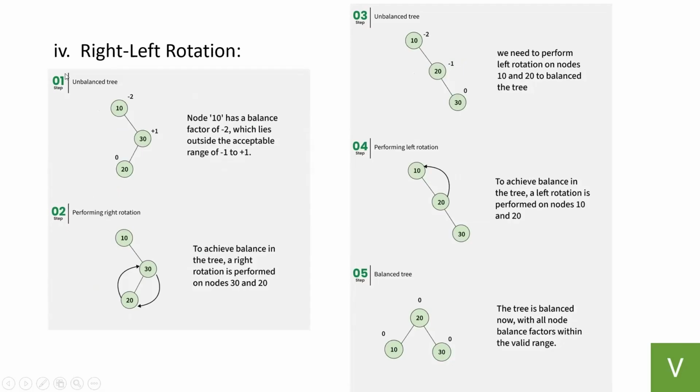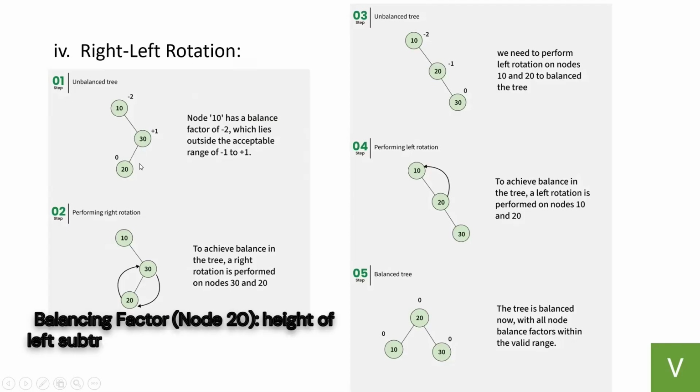So now let us look at the final rotation, which is right left rotation. So in this, let us consider a tree where 10 being the root node and 30 is the right child for the root node 10 and 20 is the left child for the node 30. So initially we will start with the bottommost node, which is 20.